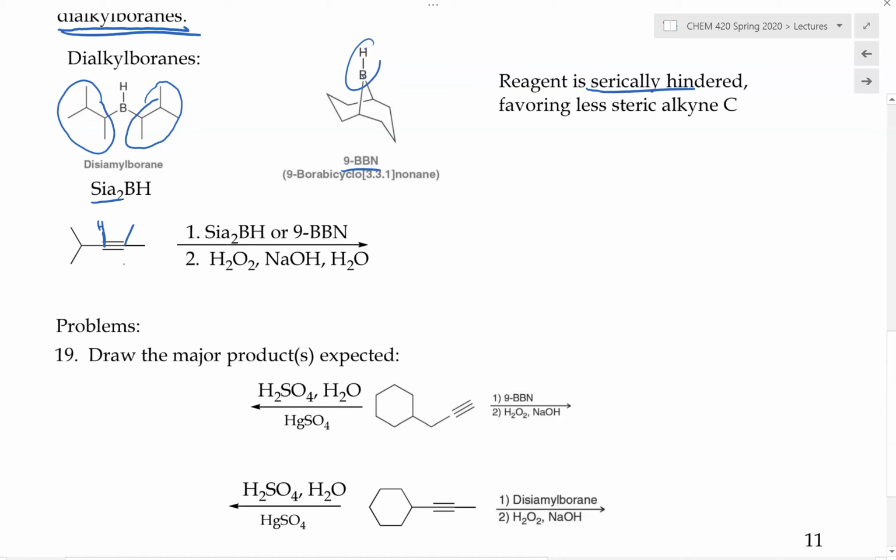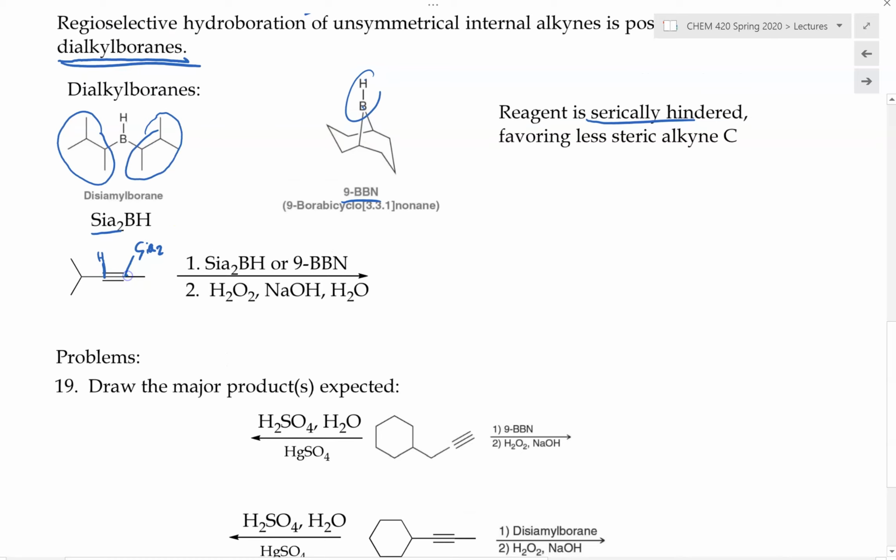And the rest of the groups, so this 9BBN or this SiA2H, will be added to the less substituted carbon. That's the key aspect of this reaction. Because this group is bulky, it will not be added to this carbon right here, and again, this is due to steric hindrance.